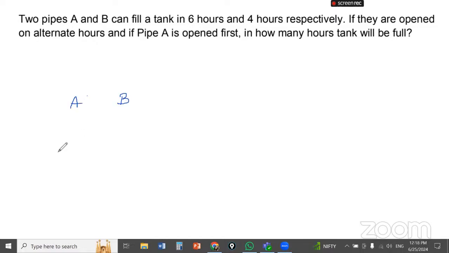So A and B. Total time taken is 6 hours and 4 hours to fill the tank. And now they work every hour, alternately they are opening it. I think Mercy got an answer. No, Mercy, that's not the answer. The answer is a whole number.